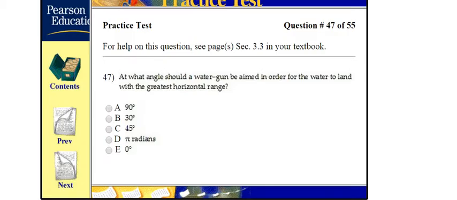Alright, so if we look at problem number 47, it says what angle should the water gun be aimed at for the maximum range or the greatest horizontal range? Well, let's think about that.